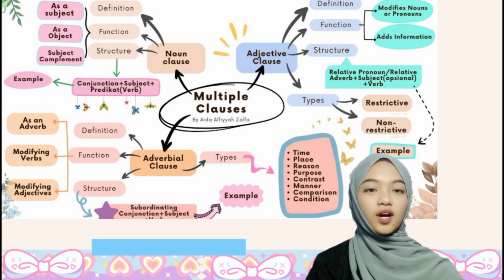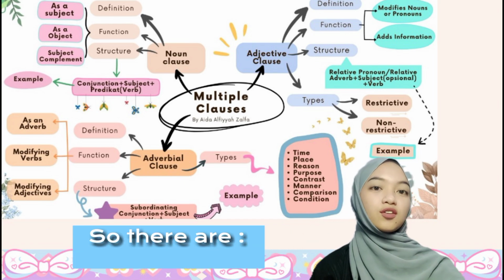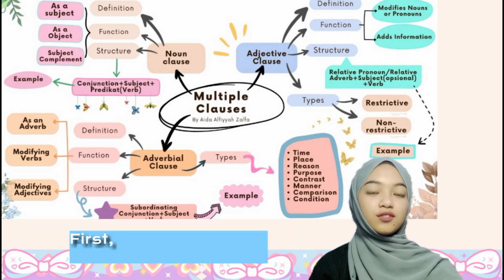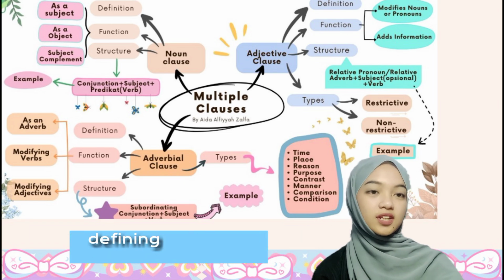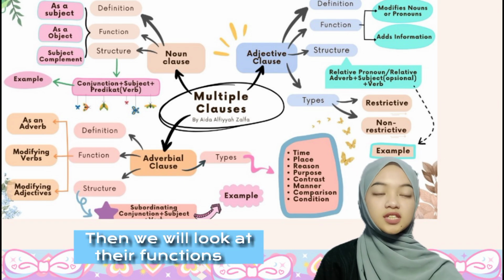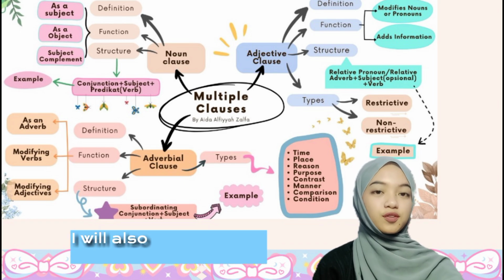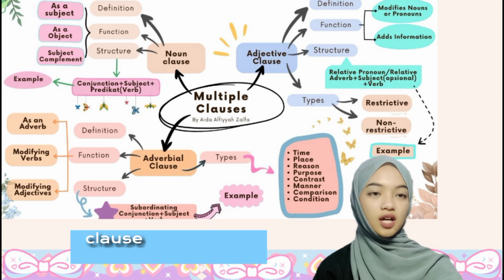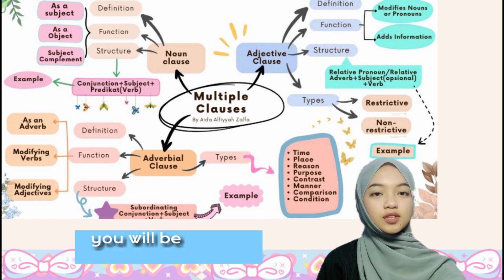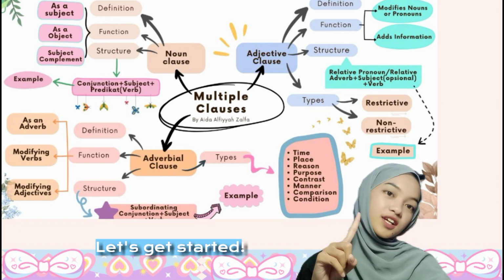And in this video, I will be discussing three important types of clauses. So there are noun clauses, adjective clauses, and adverbial clauses. First, I will explain each type of clause by defining them and exploring their structures. Then, we will look at their functions in sentences and how they contribute to the overall meaning. I will also provide clear examples for each clause type so you can better understand how they work. By the end of this video, you will be able to recognize and use these clauses in your own writing. Let's get started!